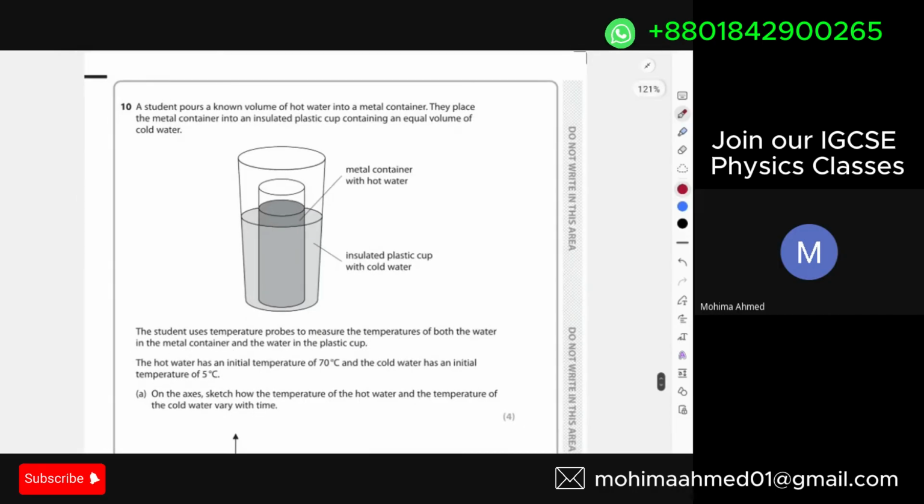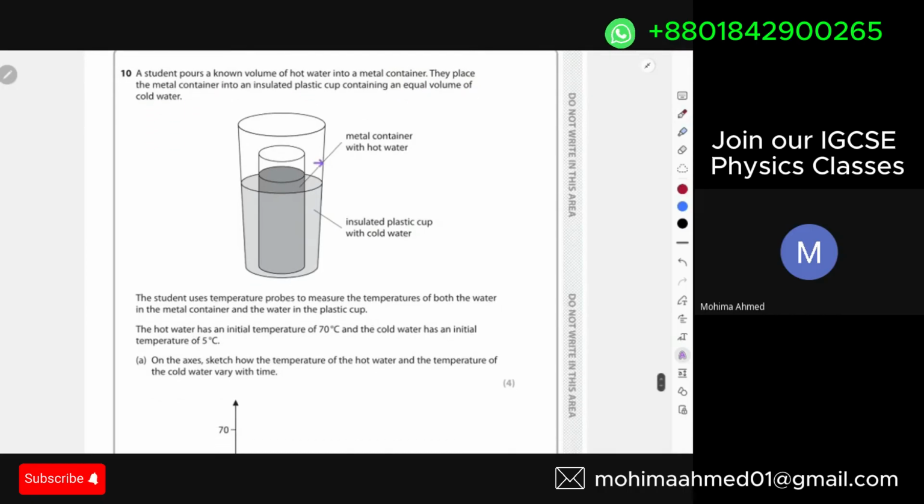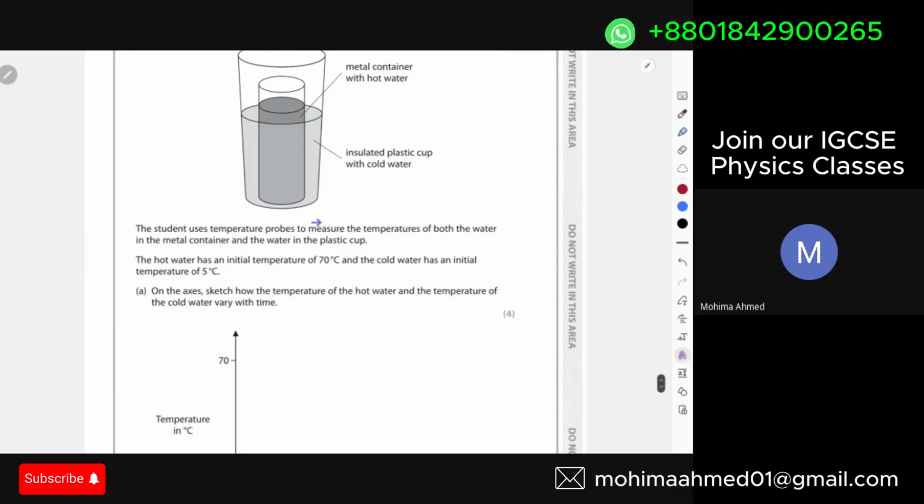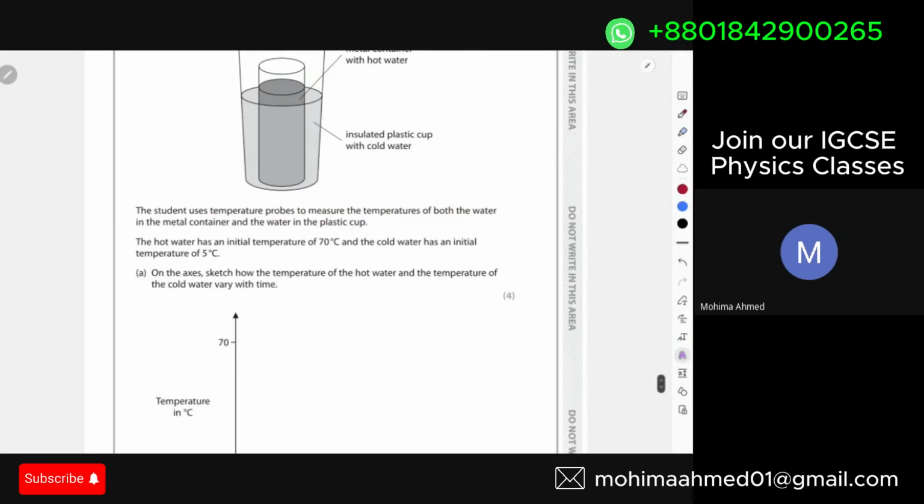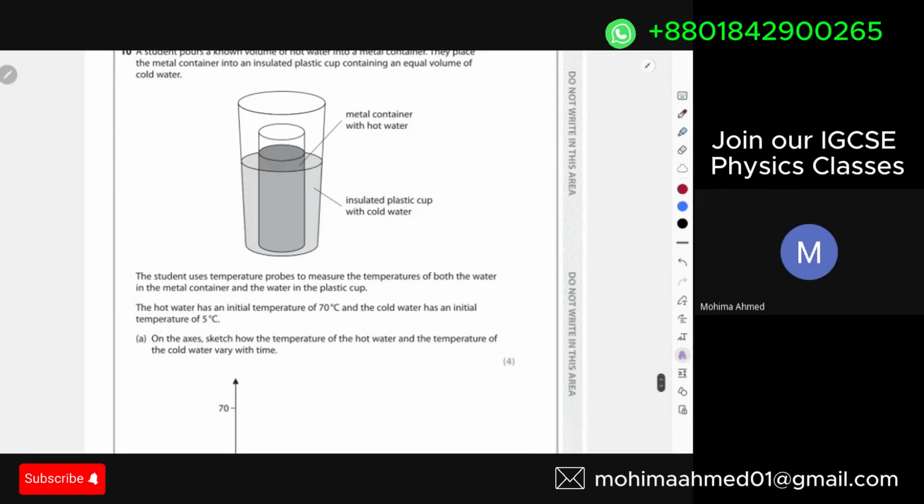A student pours a known volume of hot water into a metal container, and they place the metal container in an insulated plastic cup. So the metal container is inside the insulated plastic cup, containing an equal volume of cold water. The student uses temperature probes to measure the temperature of both the water in the metal container and the water in the plastic cup.